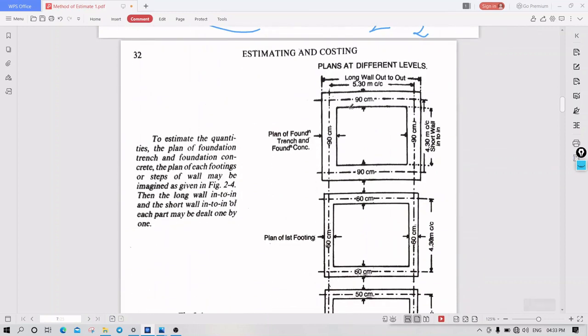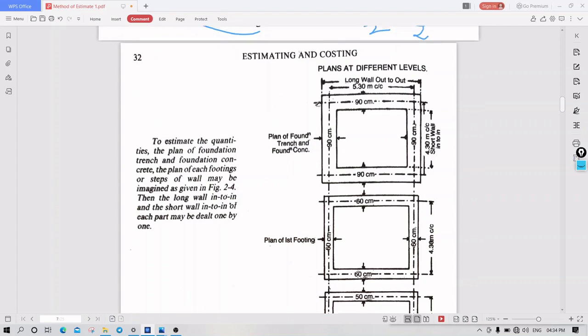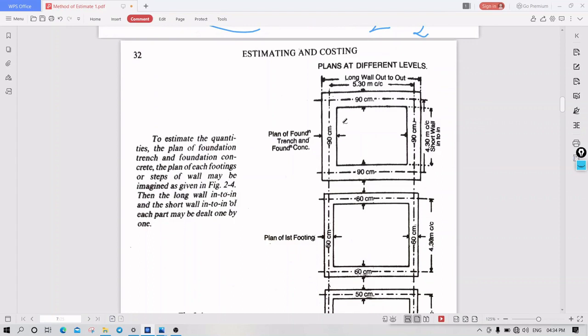See here, the plan of the same room wall at the foundation level. This is the picture at the foundation level. So what is 5.3? It is the center line, 5 plus 0.3 by 2. From that center line, half on each side is 0.45, or 45 centimeter this side and 45 centimeter this side. That gives us 90 centimeter like this. For that purpose, we take the center line of any wall.